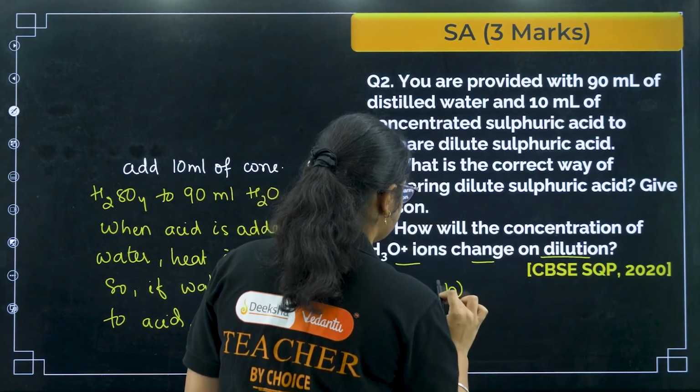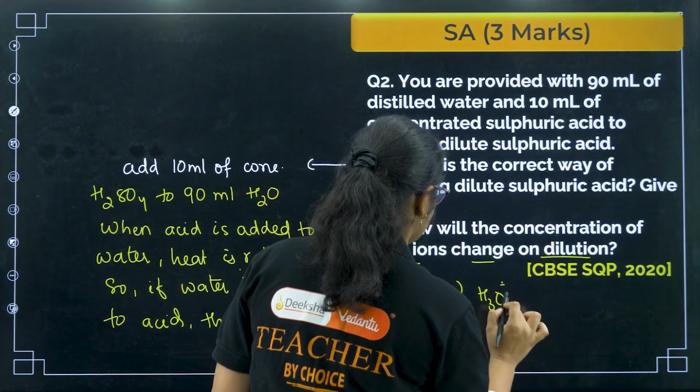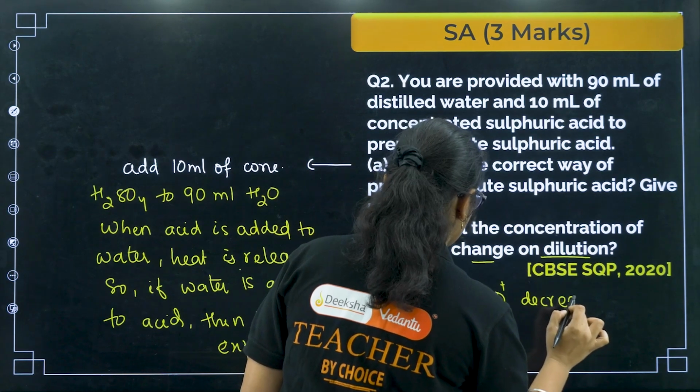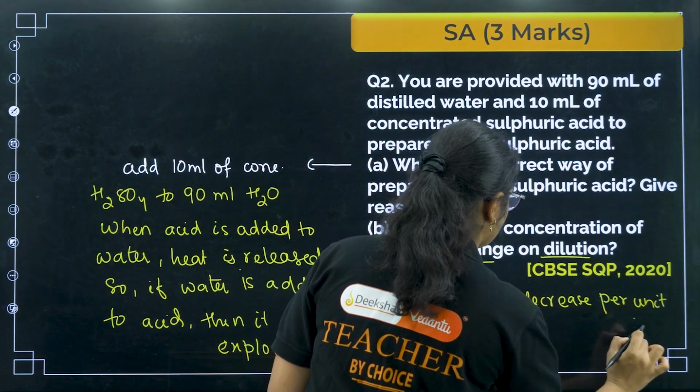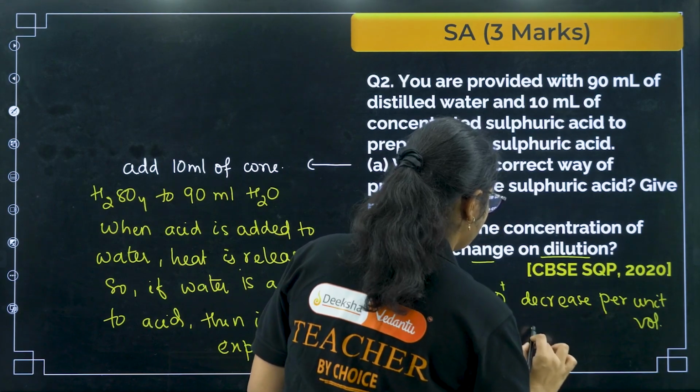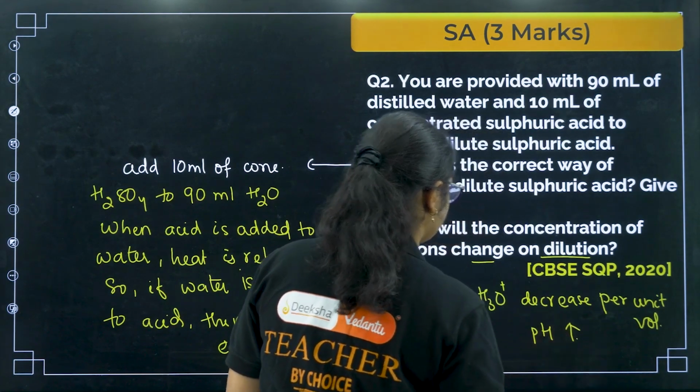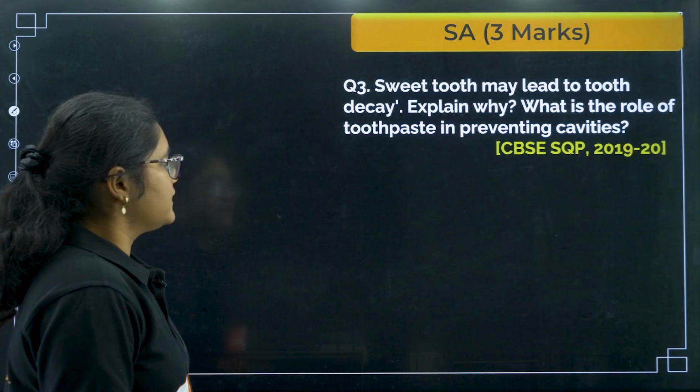Next, how will the concentration of H3O plus ion change on dilution? The concentration of H3O plus ion will decrease per unit volume. That is why pH will also increase. Clear?